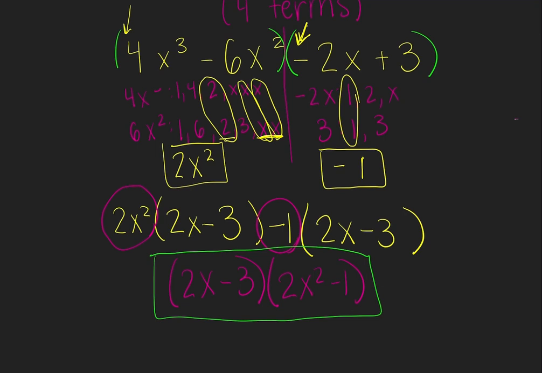You will want to check if you have a squared like this. You will want to check if you can factor using difference of squares. But to do that, I would have to be able to take the square root of 2 and 1, and that doesn't work out. I can't take the square root of 2 and get a whole number. So I know that this is my final answer.